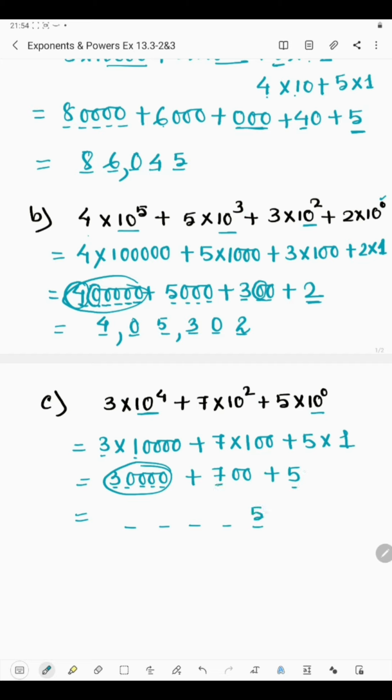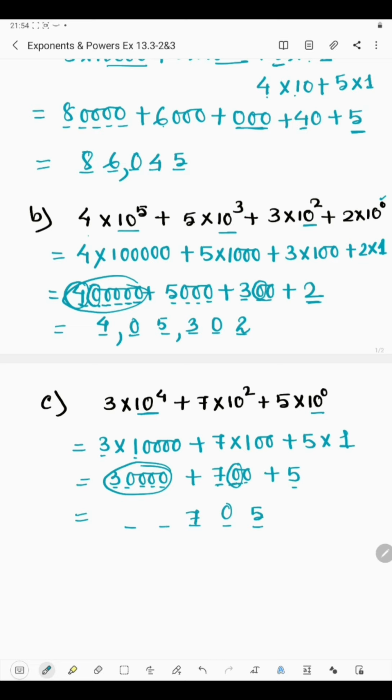Now this is 700, that means in the 100 place, 1, 2, 3, so this 7 will be here at the 3rd place. Now in this place we will put 0, at the 10's place we will put 0 because this 0 lies at the 10's place.